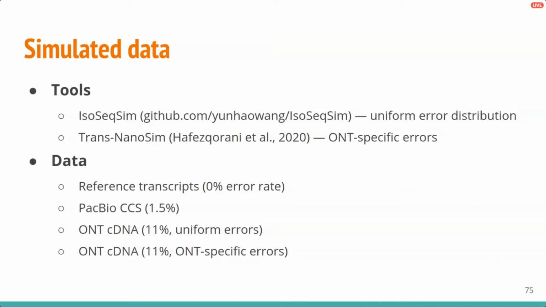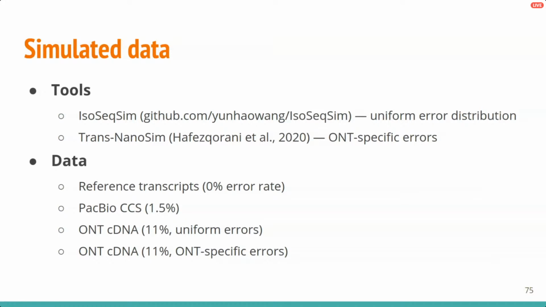And of course, when you sequence a real data set, you never know what's inside your sample, so you cannot really say whether your algorithm is correct or not. So we use simulated data. There are currently 2 tools which allow to simulate long-read RNA data. First one is super simple. It's IsoSeq-Sim. It's never been published. Seems like some student's project.